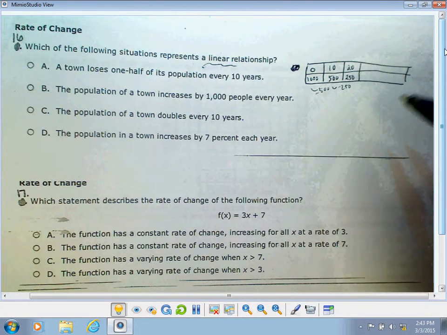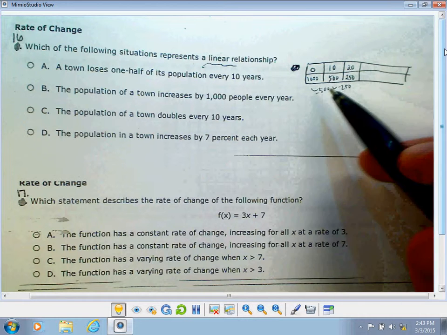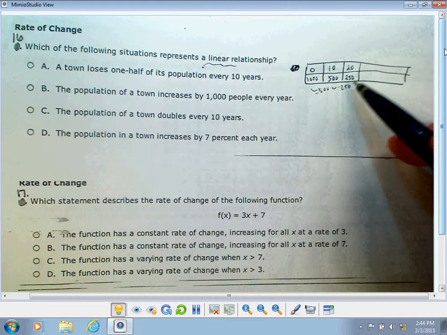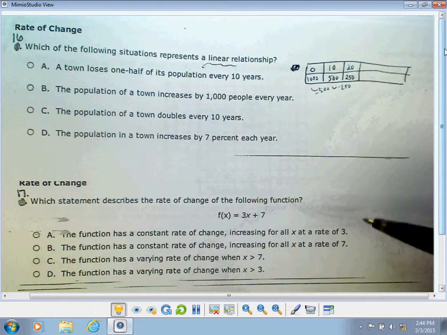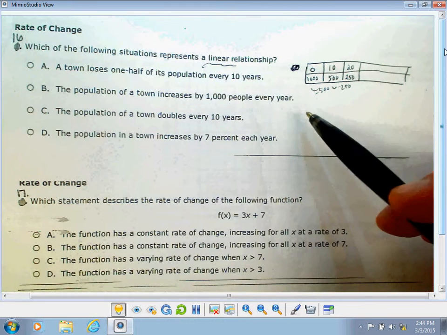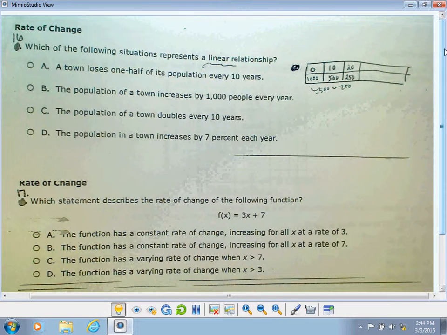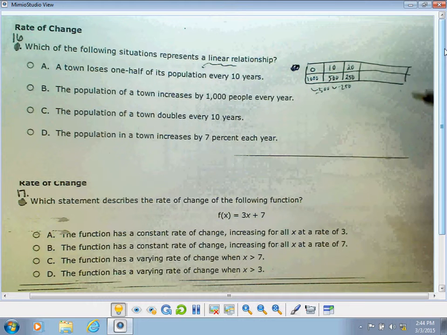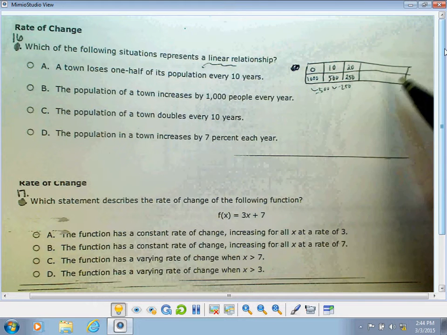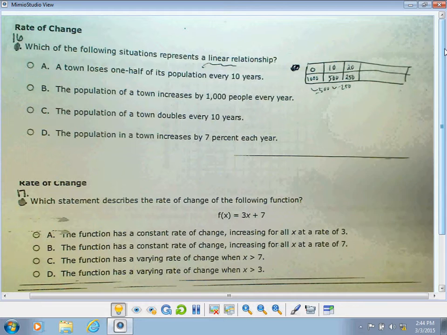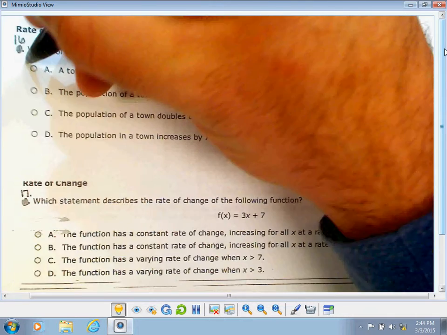Okay, do you see how here it went down 500, and then here it went down 250? That right away is not linear, because linear would mean it would be going down by 500 over and over again. So this idea that it loses half every 10 years, that's not really linear, because what's happening is you're losing a different amount every year. Linear means you would lose the same amount every year or gain the same amount every year. Alright, so let's go to part B. So A is definitely not right.